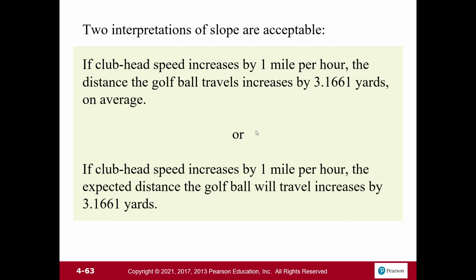Alright, so the way we interpret the slope from a least squares regression line is we'd say something like this. If club head speed increases by 1 mile per hour, because that's how our slope is, this is 3.166 divided by 1. So the distance the golf ball travels increases by 3.166 yards on average. Or we can say, if club head speed increases by 1 mile per hour, the expected distance the golf ball will travel increases by 3.166.